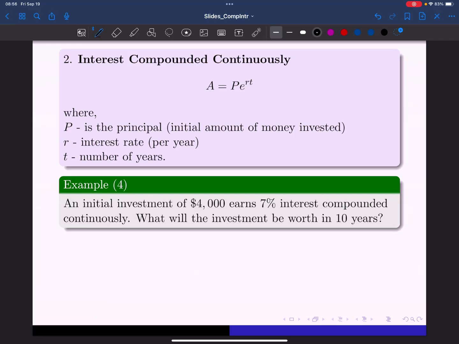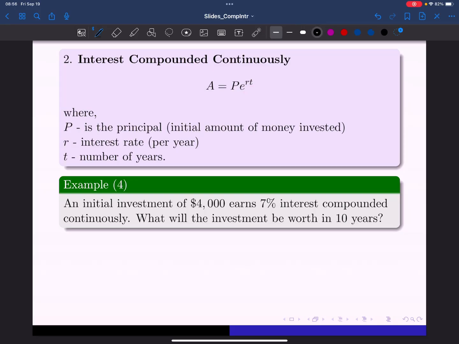Now, if the interest is compounded more often, more than daily, more than hourly, then we call it compounded continuously. Continuously means the exponent would approach e. So the formula would be A is equal to P e to the power R times t.